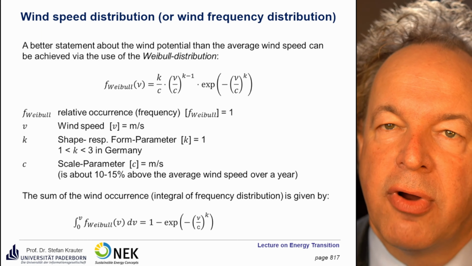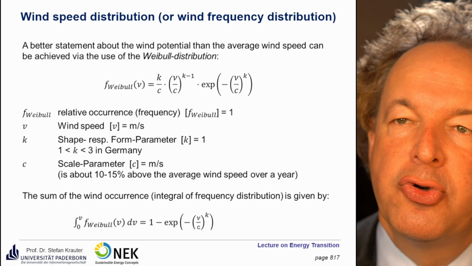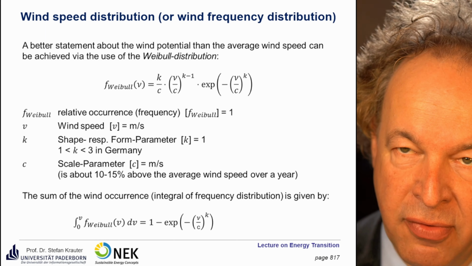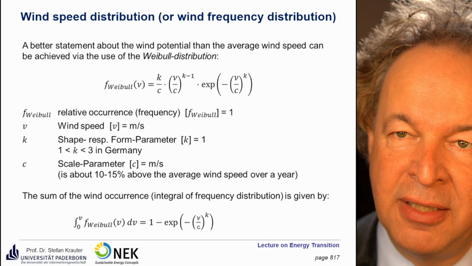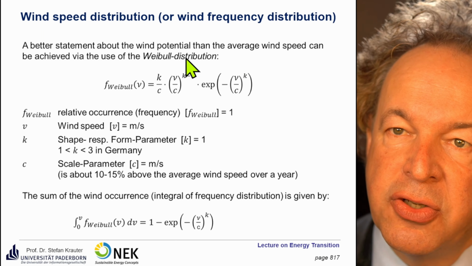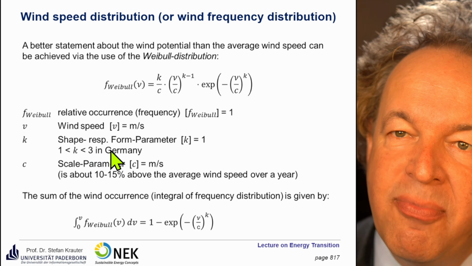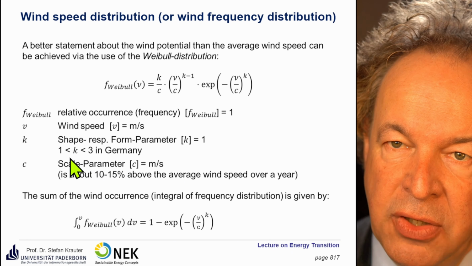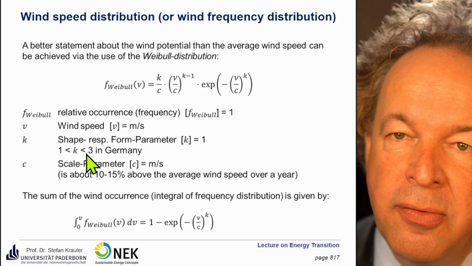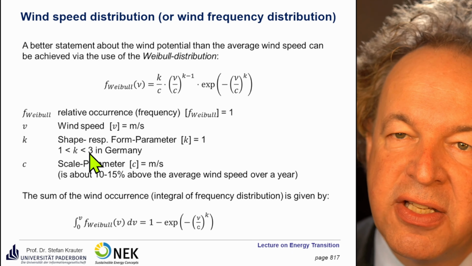Again, just a short repetition about the wind speed distribution, the wind frequency distribution. We have here the Weibull formula. So we have k divided by c. k is the so-called shape factor. In Germany, we typically have 2. Here, for this example in the Midwest of the US, it's 3.